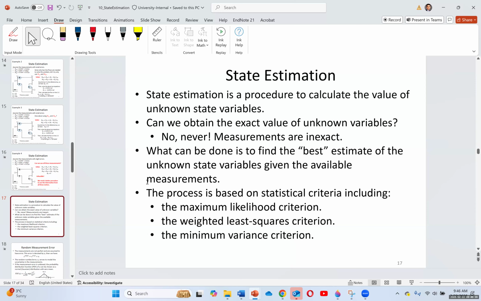State estimation is a procedure to calculate the value of unknown state variables. Can we obtain the exact value of an unknown variable? No, never. Measurements are inexact. What can be done is to find the best estimate of the unknown state variables given the available measurements. The process is based on statistical criteria, including the maximum likelihood criterion, the weighted least squares criterion, and the minimum variance criterion.